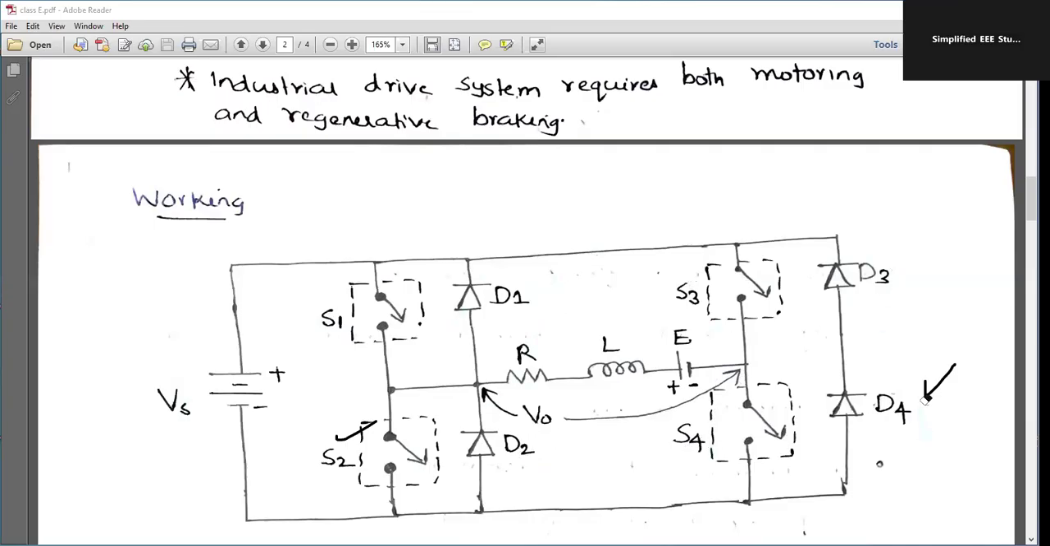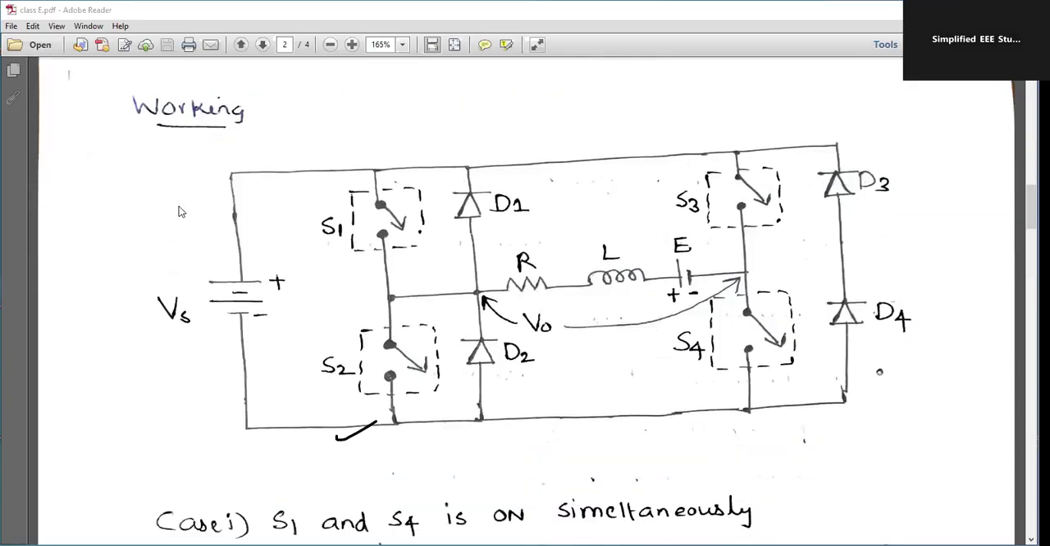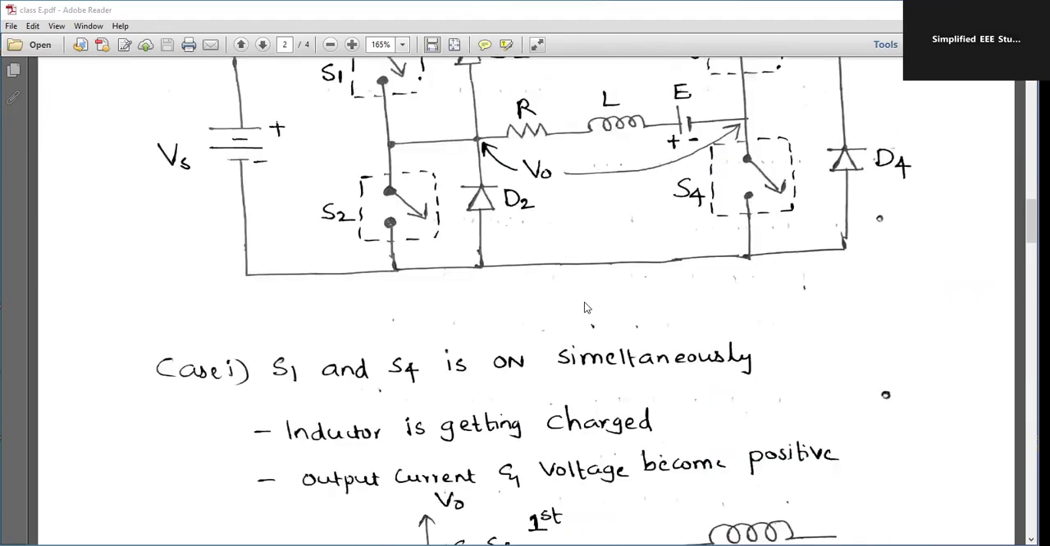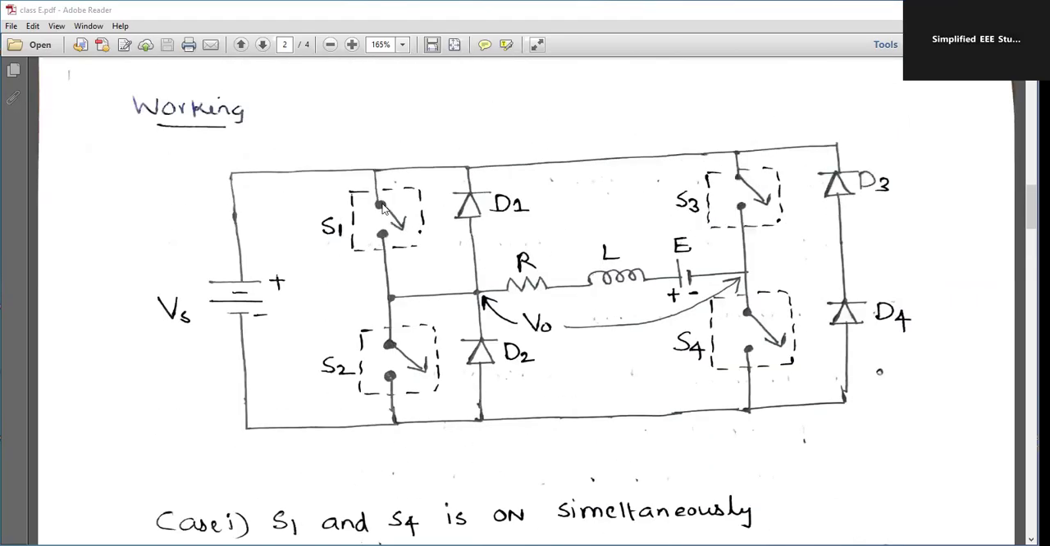How does it work? As you can see, there are four cases. So first, I would like to introduce the first case. Remember that two switches are operating at a time simultaneously. Don't think that S1 is on, and then S4 will be on. It's not like this. Remember, S1 and S4 are both operating simultaneously, turning on together. In the opposite direction, S2 and S3 will be turned off simultaneously. So S1 and S4 will be turned on simultaneously.